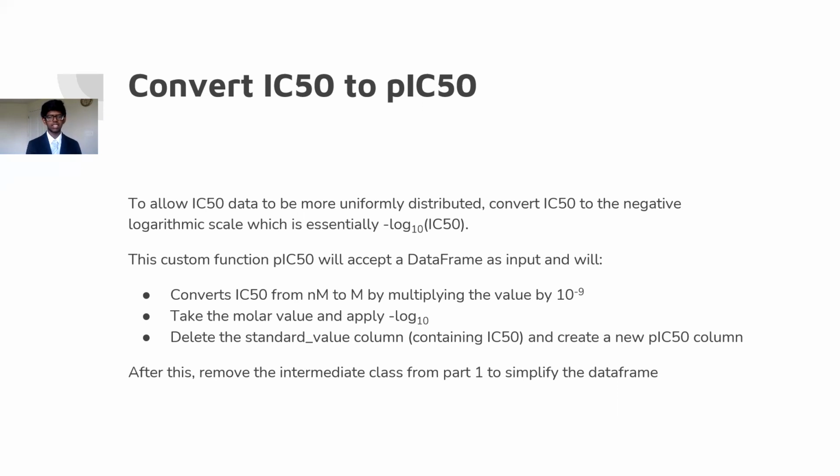So this custom pIC50 function will accept a data frame as an input and will convert IC50 from nanomolar to molar by multiplying the value by 10 to the power negative 9. And it will take the molar value and apply negative log base 10. And on top of that, it will delete the standard value column containing IC50 and create a new pIC50 column in place of the IC50 column. And after that, I would have to remove the intermediate class from part 1 to simplify the data frame so that there are only active and inactive classes.